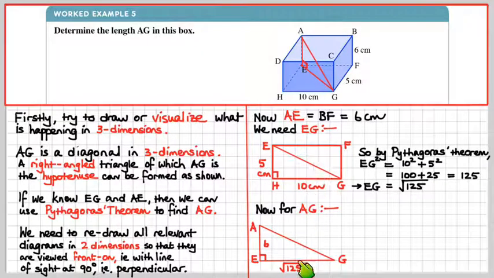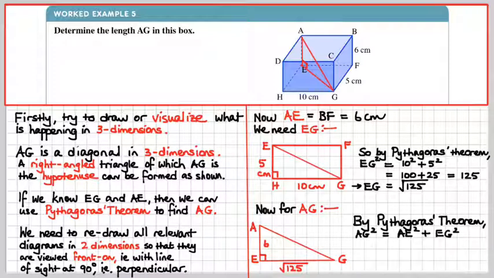That's root 125. So now we're going to do Pythagoras' theorem on this triangle to get AG, and AG is what we're after ultimately for this question. Are you good? Great, let's go. Pythagoras' theorem, AG squared equals AE squared plus EG squared. Yes, we know that. And put the numbers in.